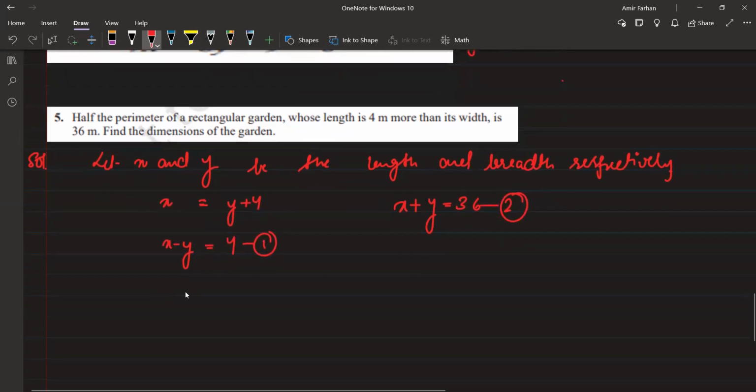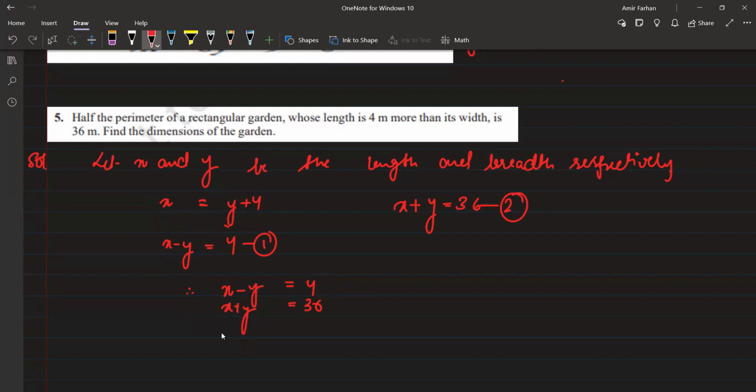Clear? Our equations: x plus y equals 36, x minus y equals 4. Sir, can you explain the first equation? So Hiba, I've told you that x is greater, so we have to add in y. So now can I write the equation x minus y equals 4? Yes, x is greater. If you subtract anything from x, like y is smaller, so it would be positive.